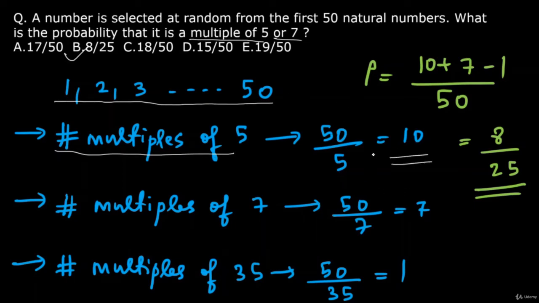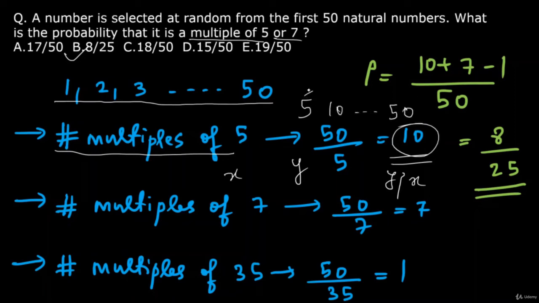If you need to find the number of multiples of a number x in the first y numbers, you just need to do y by x. That's what we've done over here, right? And which are these 10 numbers? You'll have 5, then 10, etc. up to 50, right? So this is 5 into 1, this is 5 into 2, and so on, up to 5 into 10. That's why you'll have 10 numbers over here which are multiples of 5, right?